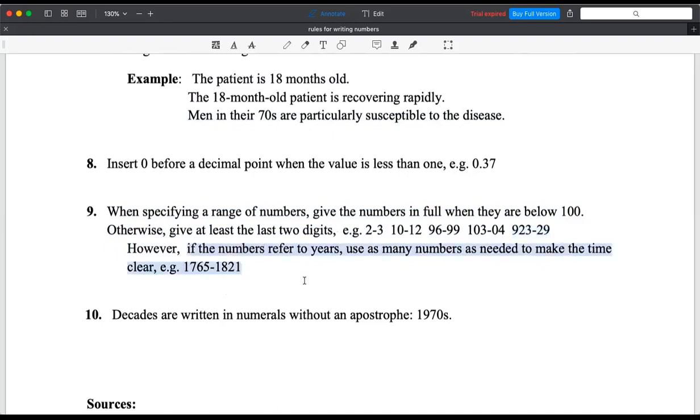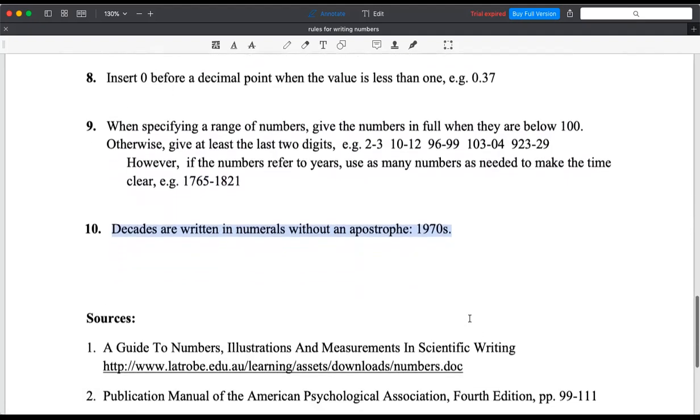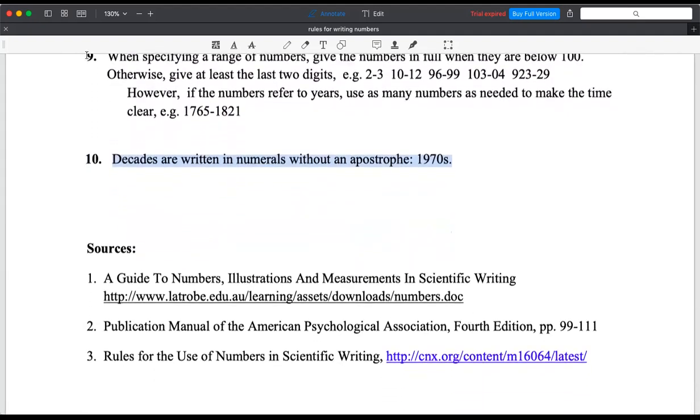If the numbers refer to years, we need to use as many digits as needed to make the time clear. For example, 1765 to 1821. Clearly indicate the numbers from and to. Decades specifically are written in numerals without the apostrophe. I don't need to use the apostrophe when I'm addressing decades. For example, 1970s.